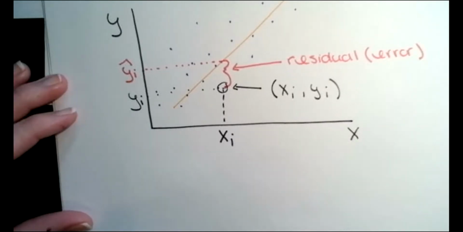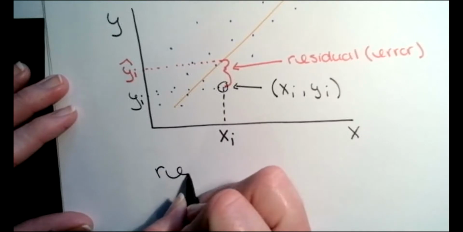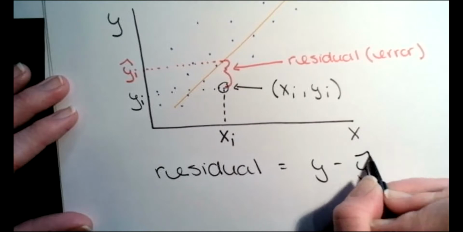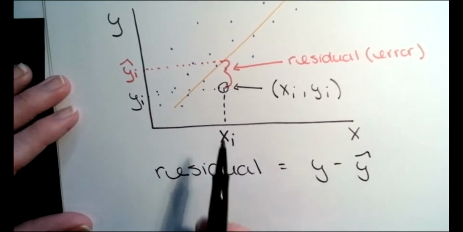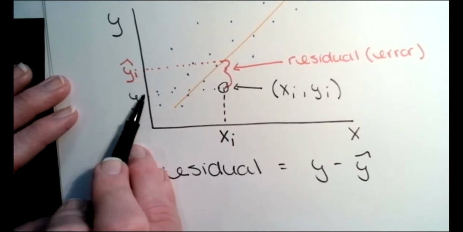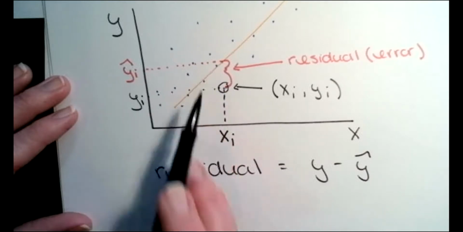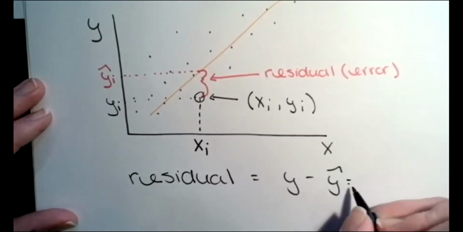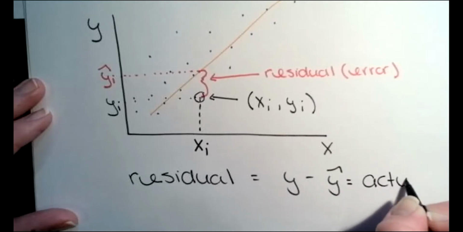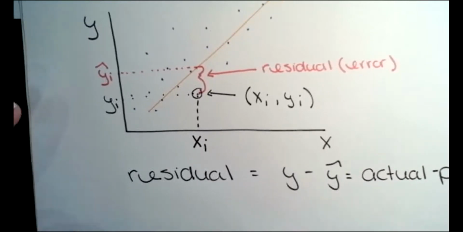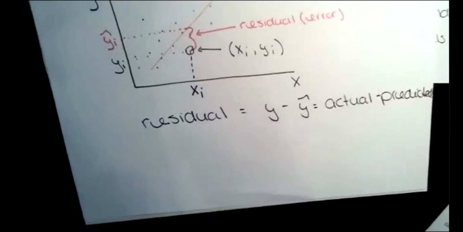So the residual calculation equals Y minus Y hat. The distance between these two, from the point to the line, is Y minus Y hat. So it's actual minus predicted. Y hat is predicted and Y is an actual. Sorry, I'm off the paper because I'm zoomed in so far.